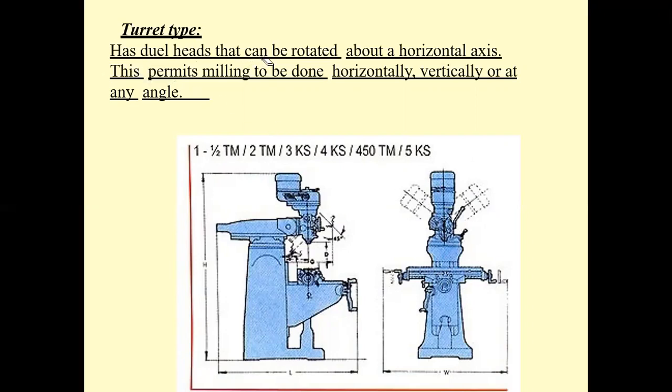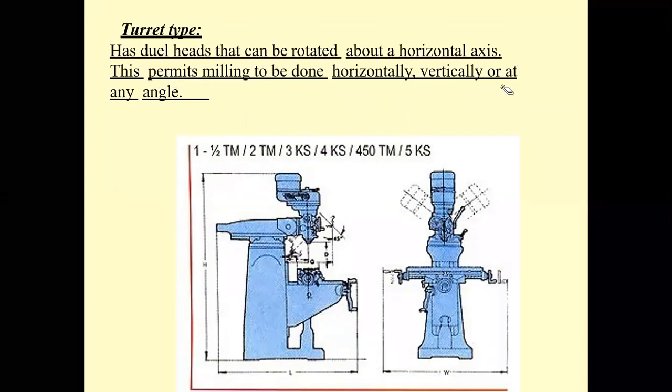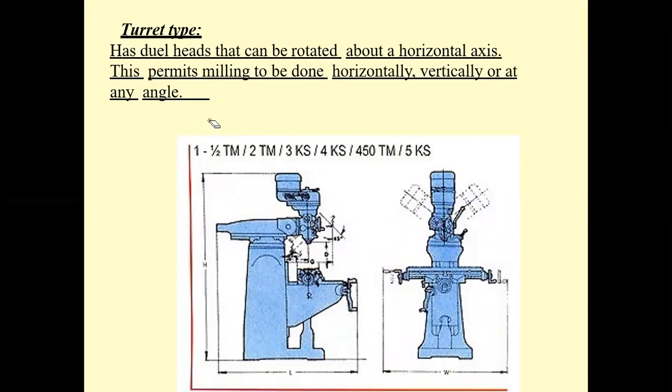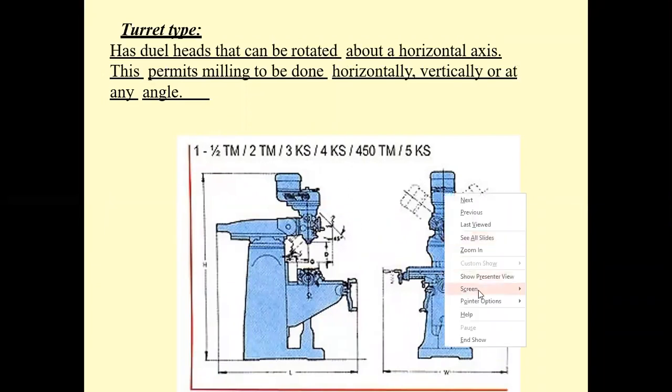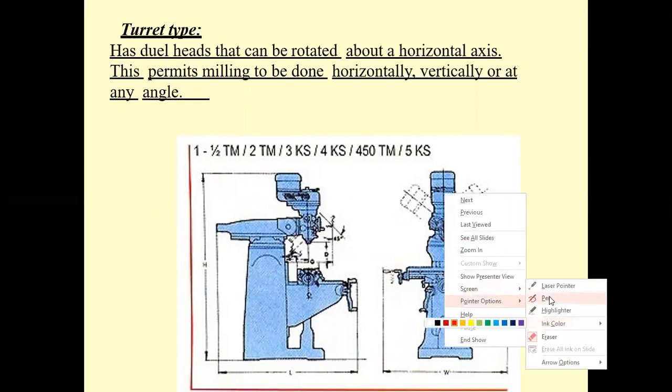So it has a dual head that can be rotated about a horizontal axis, so that this permits milling to be done in horizontal as well as vertical or at any angular direction. So you see in this, whatever the milling head, whatever your spindle head is, the spindle head can be rotated about it.